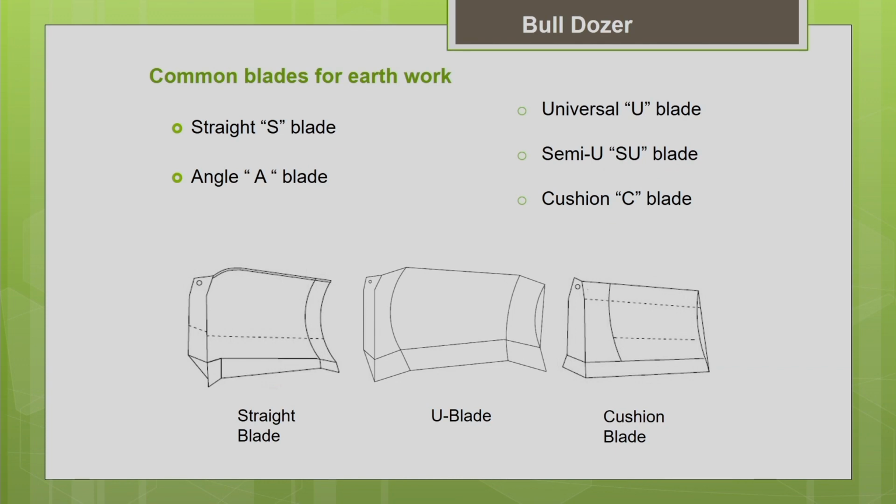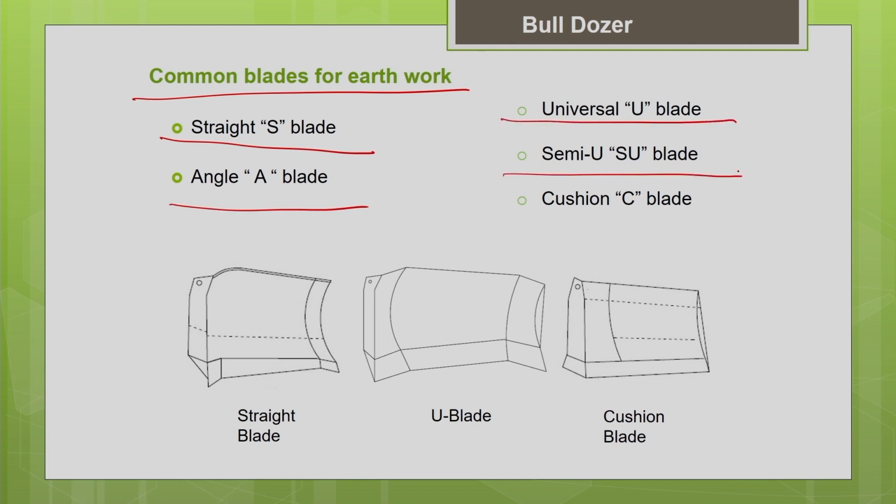Now let us look into the different types of blade. These are the common blades used for earth moving operations: straight blade, angle blade, universal U blade, semi U blade and cushion blade. These are the standard notations used: S refers to straight blade, A for angle blade, U for universal, SU for semi U and C for cushion blade. We are going to discuss all these blades one by one in the upcoming slides.